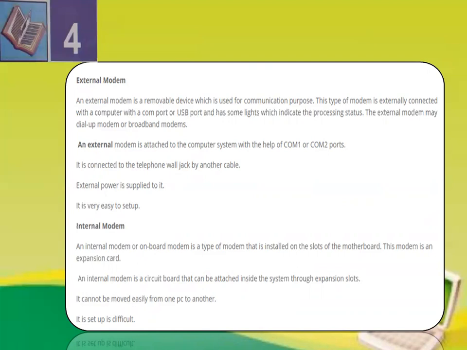An internal modem, or onboard modem, is a type of modem that is installed in the slots of the motherboard. This modem is an expansion card. An internal modem is a circuit board that can be attached inside the system through an expansion slot. It cannot be moved easily from one PC to another.